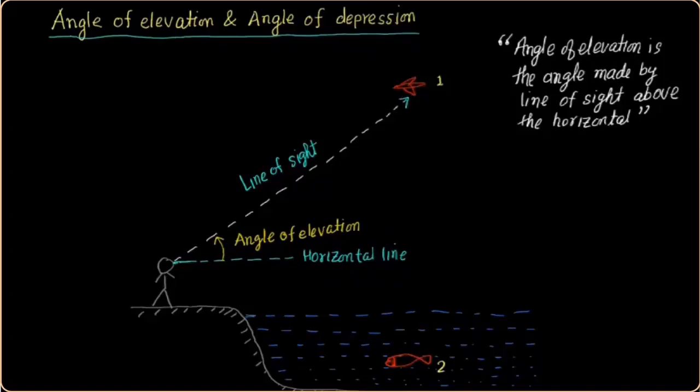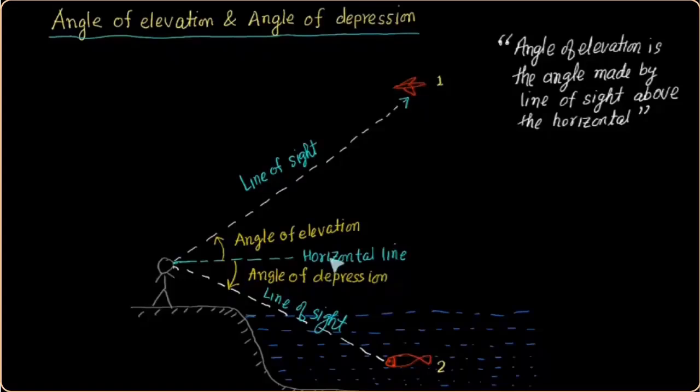But in the next case, if the person wants to see this particular fish, we can say his line of sight will be something like this, okay. So in this particular case, the line of sight is going to be below the horizontal line. So this is the line of sight. So here if you see in the second example, friends, the line of sight is below the horizontal line. So this is called what? Angle of depression. Very simple.